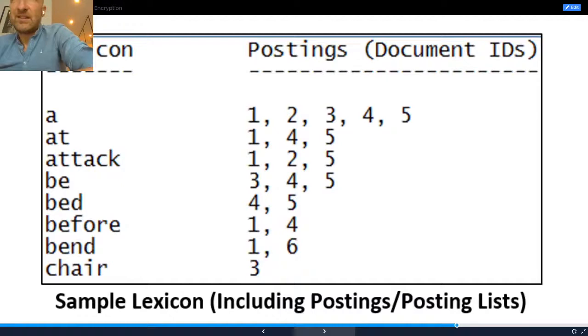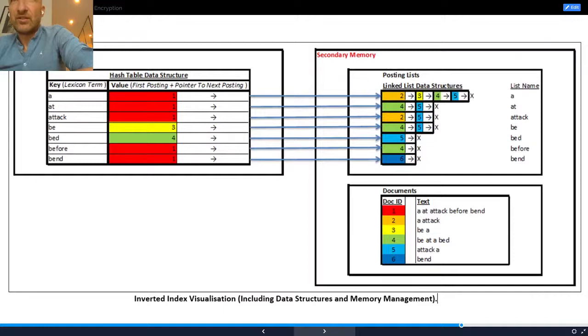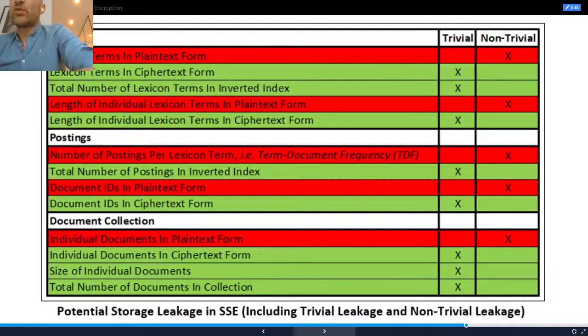So there's a sample index that we're using in our research: the lexicon on the left, and then the postings, the document IDs in which those words appear. There is the hash table used for the key value, which contains the first documents, and then the linked posting list contains the links to the other documents which contain the keywords that we're trying to retrieve.